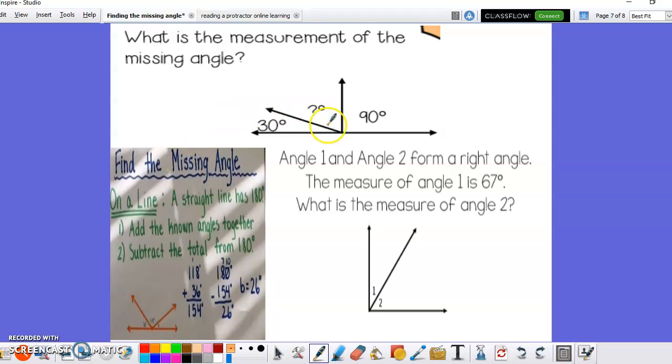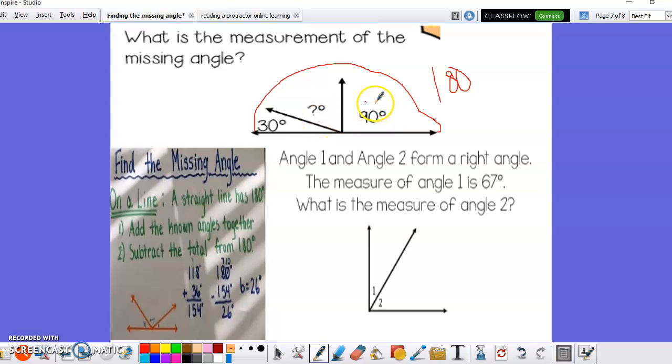So the other part of our lesson today is finding the unknown of different angles that are side by side. So when I look at this one, what is the measurement of the missing angle? What do I have here? Well, I have a straight angle here. And I know that this whole part is 180 degrees because I'm looking at a straight angle. So how can I figure out what this missing part is?